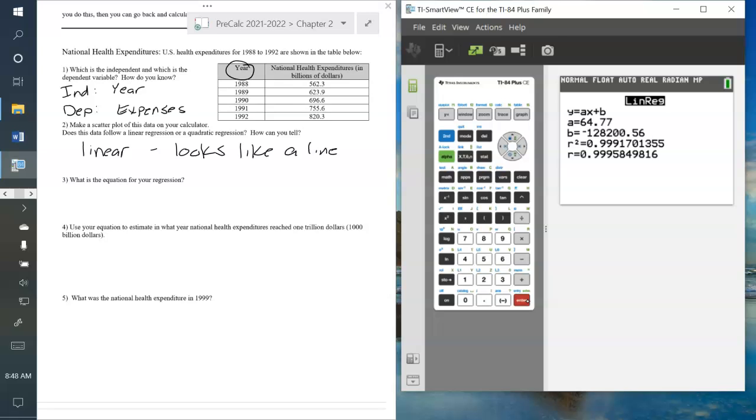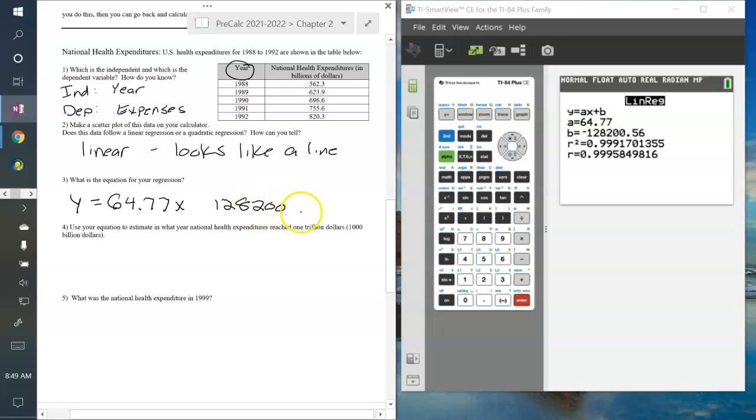So my equation is going to be Y equals 64.77x minus 128,200.56. That's my equation. Then it says use your equation to estimate what year national health expenditures reached $1 trillion, which is 1,000 billion dollars.